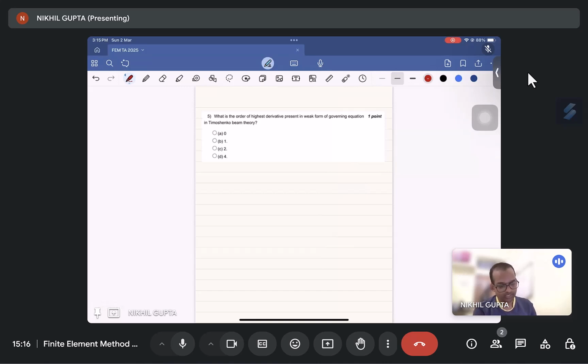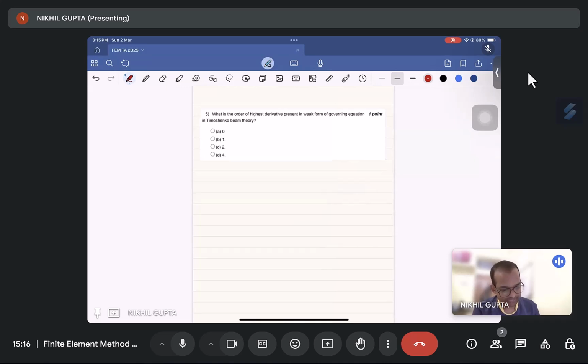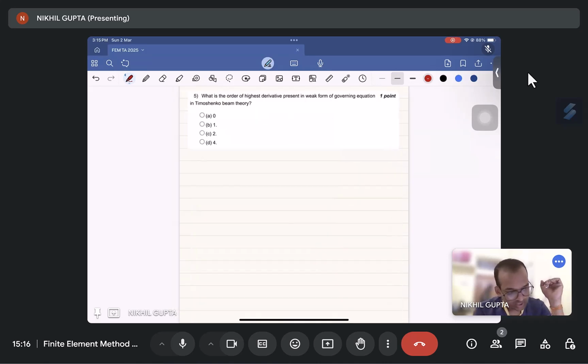So the question number 5 asked in assignment number 5 says: what is the order of the highest derivative present in the weak form of the governing differential equation in Timoshenko beam theory? So this is our mathematical question. Let's start solving the question.